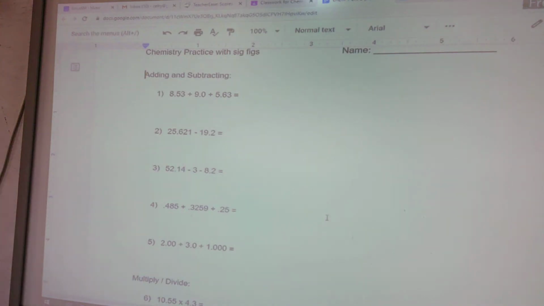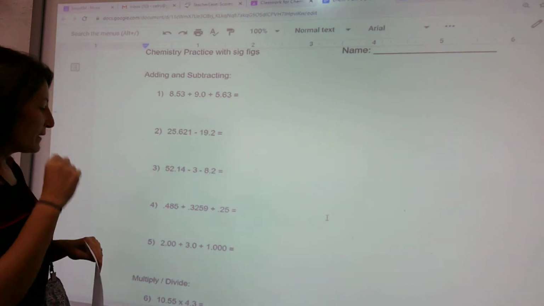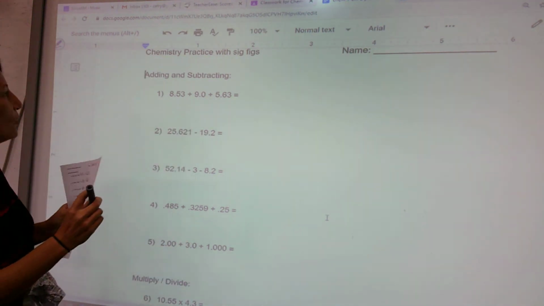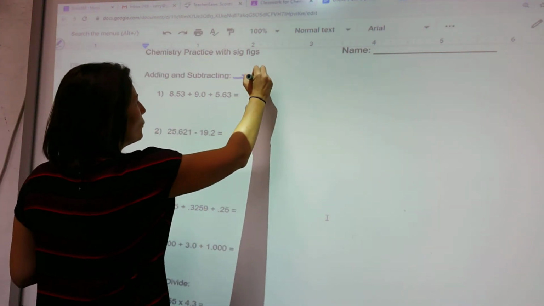Alright guys, I'm going to do a few examples with you just to make sure that you know how to do these. Let me take the freeze off and let me grab my answer key real quick. Alright, so we did some of this practice in class today to help with the worksheet that is due on Monday. So when you're adding and subtracting significant figures, you are going to look at place value.